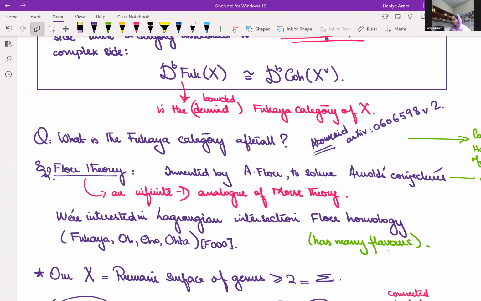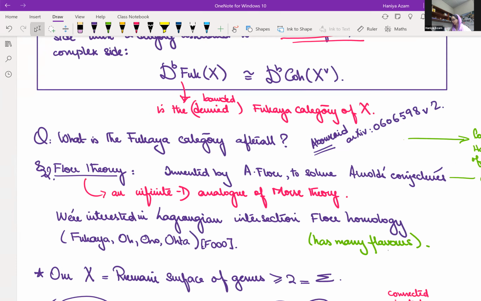And there is an area of mathematics called Morse theory, which gives bounds on the number of critical points that any smooth function on a manifold must have. And these are really governed by the topology of that manifold. And so Floer theory is just an infinite dimensional analog of Morse theory. And we're interested in really Lagrangian intersection Floer theory. I'll tell you what that means in a moment.